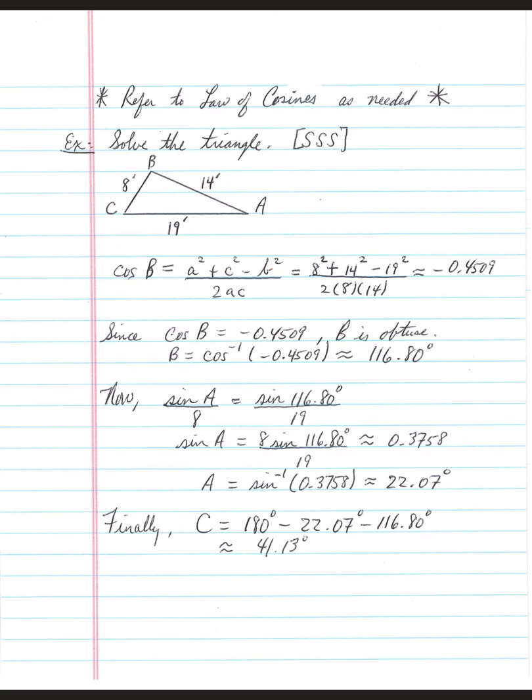So be very careful to plug all your numbers in. Be also very careful to calculate these. You might want to use parentheses around the numerator, hit divide, and then parentheses around the denominator. Separate them with parentheses. This big fraction comes out to negative 0.4509.